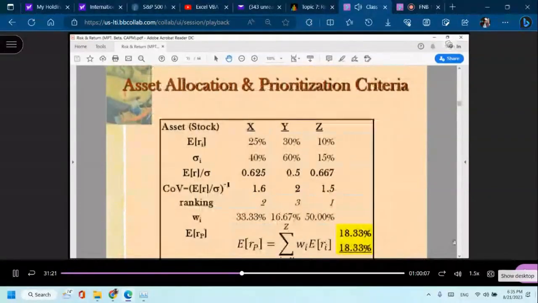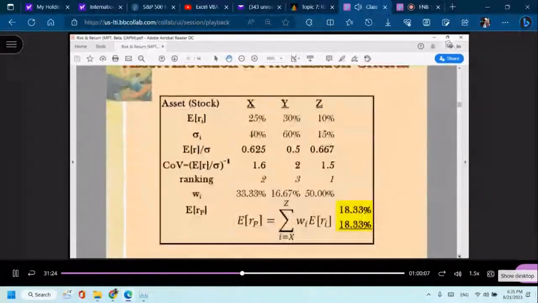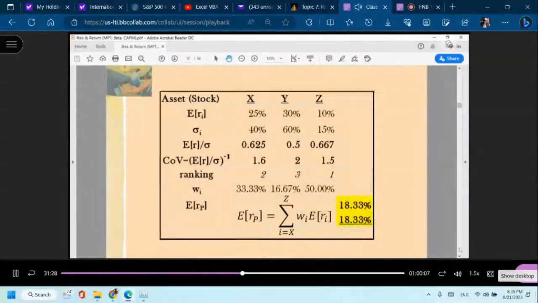What is the portfolio? I don't know. There might be a lot of flickering on the screen. I don't know if this is something that happens with the PowerPoint.